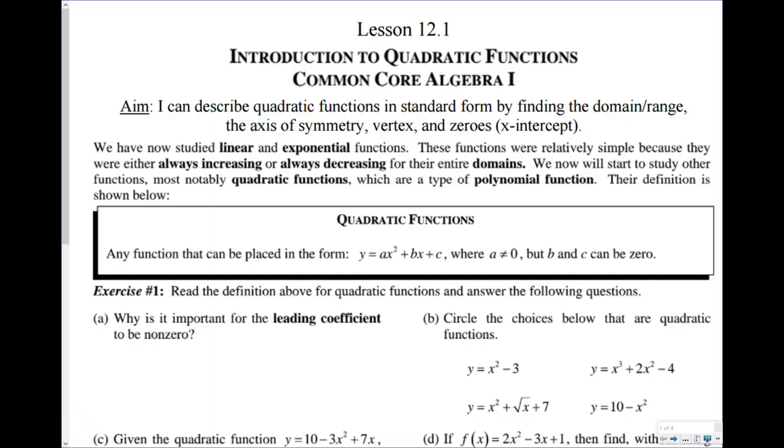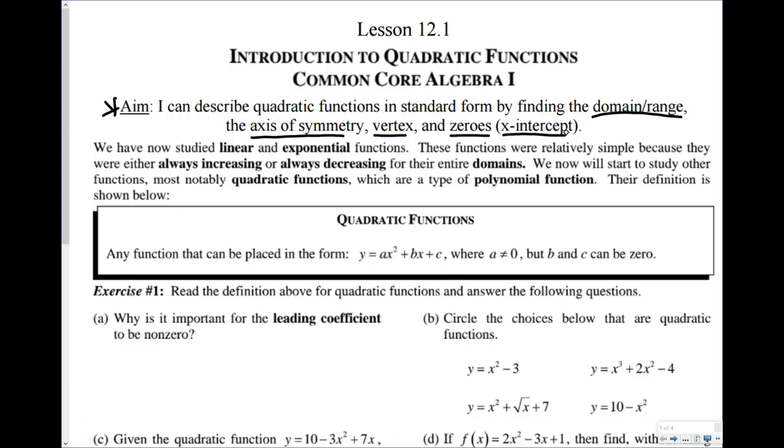Welcome to lesson 12.1. Unit 12 is going to be talking about quadratics and how we look at quadratic functions. This is just an introduction lesson, and your aim today is that you can describe quadratic functions in standard form by finding the domain and range, by finding the axis of symmetry, the vertex, and the zeros, also called the x-intercepts. These are all terms you've heard before in a very earlier unit, and we're going to talk about specifically quadratics today.